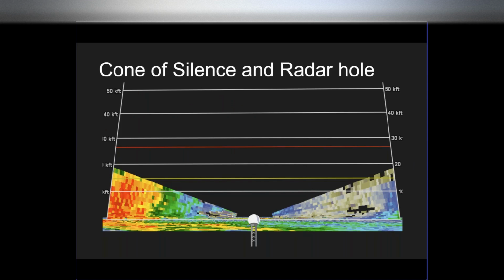So this is your call and response hole on either side of the radar, and then this is your cone of silence, everything above that the radar cannot see.